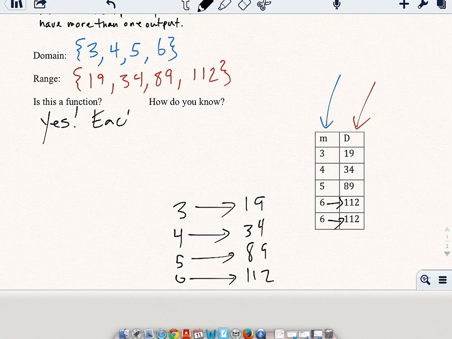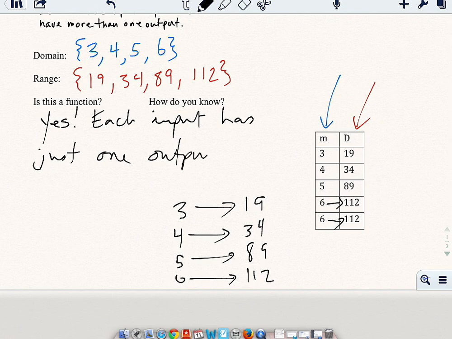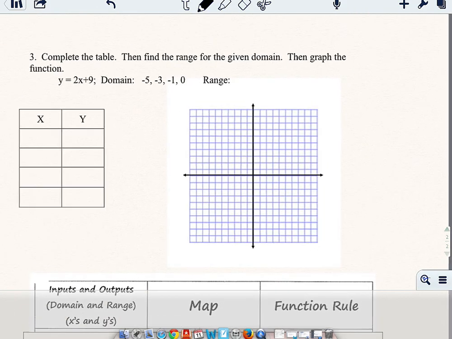Each input has just one output. And so we can tell it's a function because there are no inputs that have more than one output. All right, let's keep going.